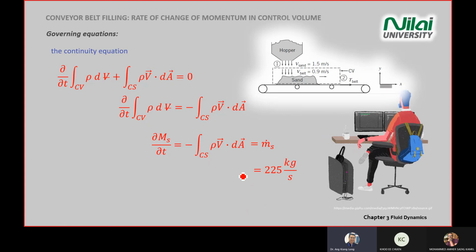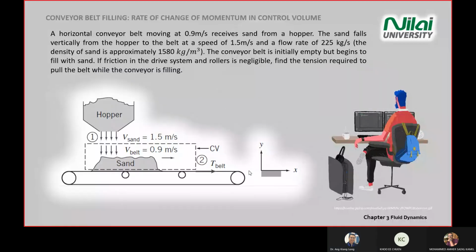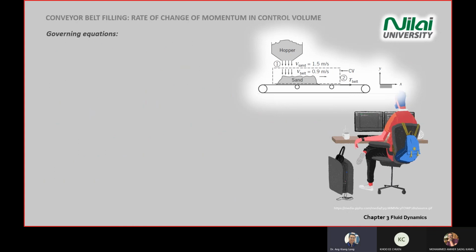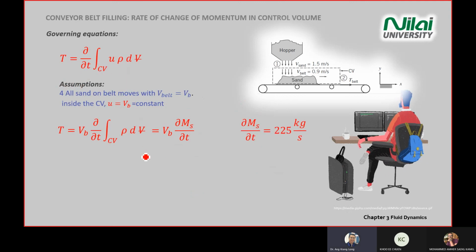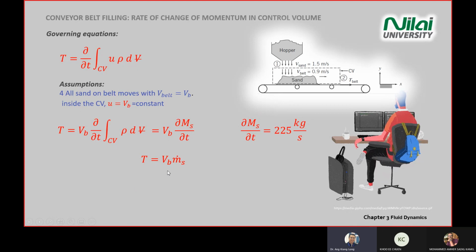It was given in the question that your mass flow rate is 225 kilogram per second. So you just substitute from the continuity equation: del m divided by del t equals 225 kilogram per second, which is your m dot. You take this number and substitute it in the momentum equation just now, and you will get the answer. So your tension equals VB times m dot s, the mass flow rate. VB is the velocity of the belt, 0.9 meter per second, times 225 kilogram per second.